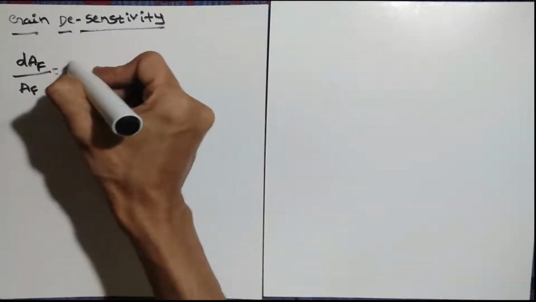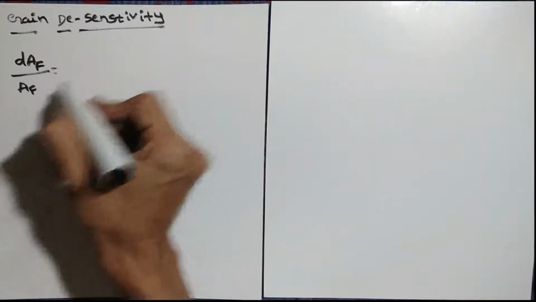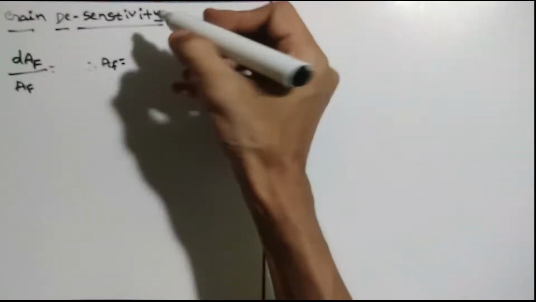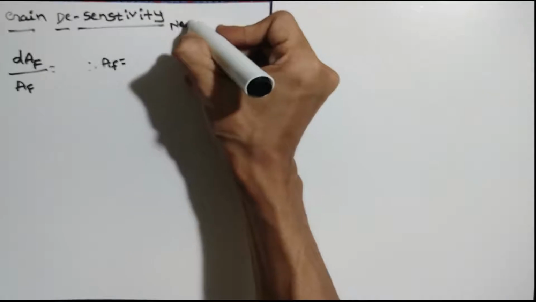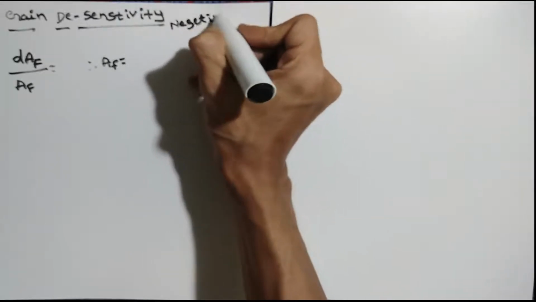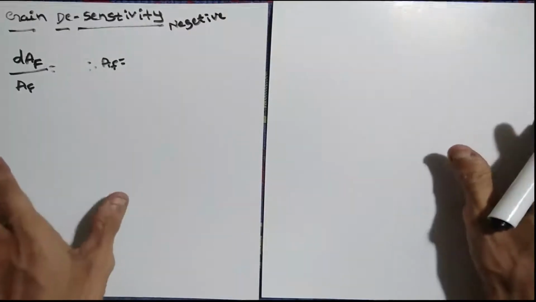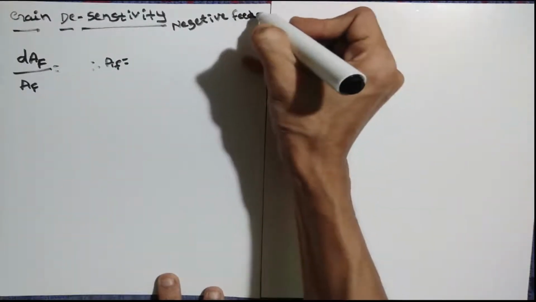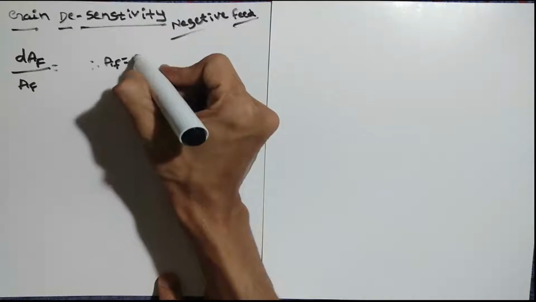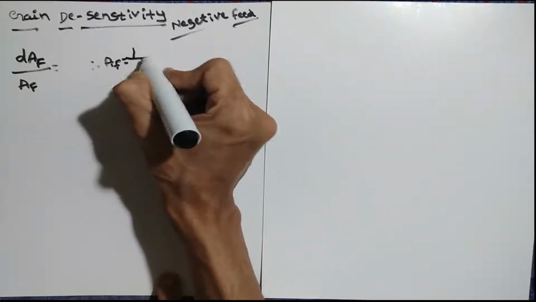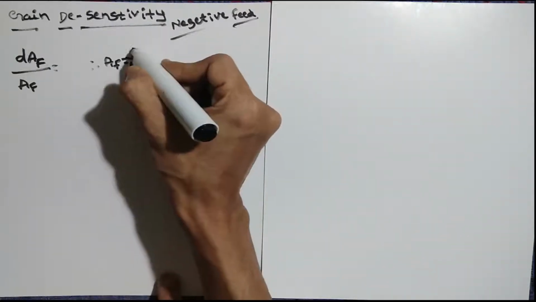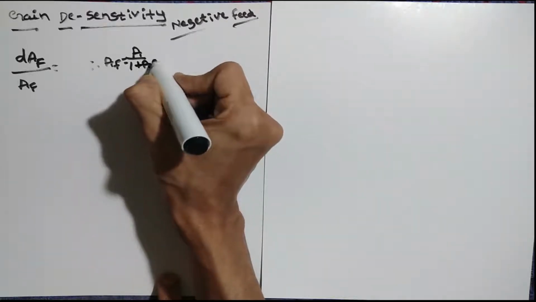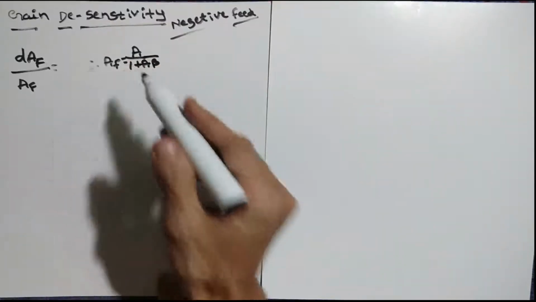First we can find out what AF is. We are discussing negative feedback. We can do positive feedback also, but usually everywhere we use negative feedback only, so we will discuss all this in negative feedback. In negative feedback we discussed that AF is equal to A divided by 1 plus A beta. This is what we got for the total gain.